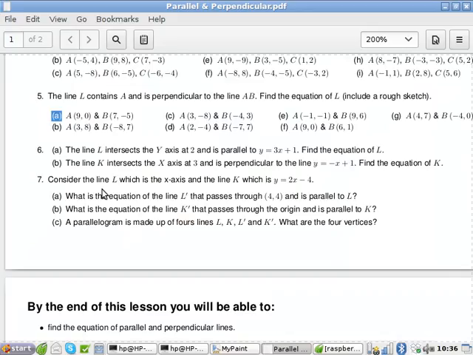Okay. We'll do one more. Can you try this one? You have to read it. The line L intersects the y-axis. Do you know this verb, intersects? Means crosses or meets. So the line L meets the y-axis at 2 and is parallel to this line. Find L. You think you can try it?